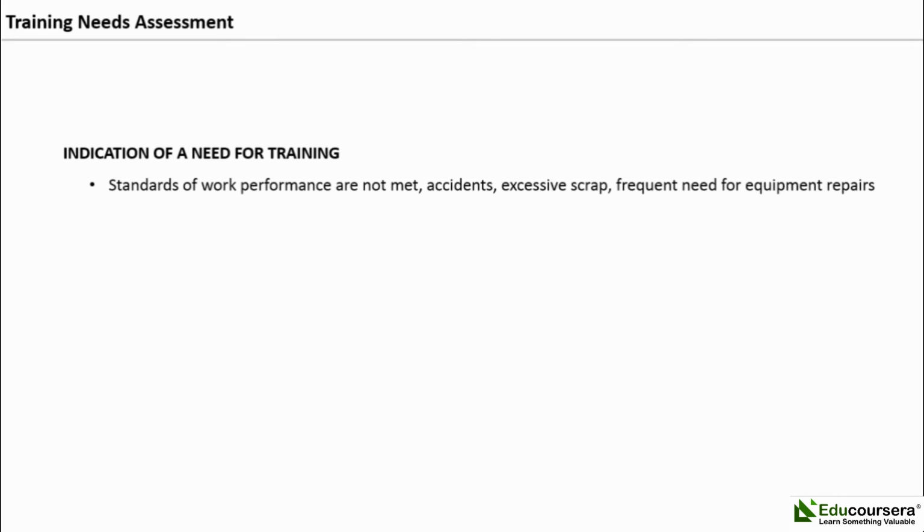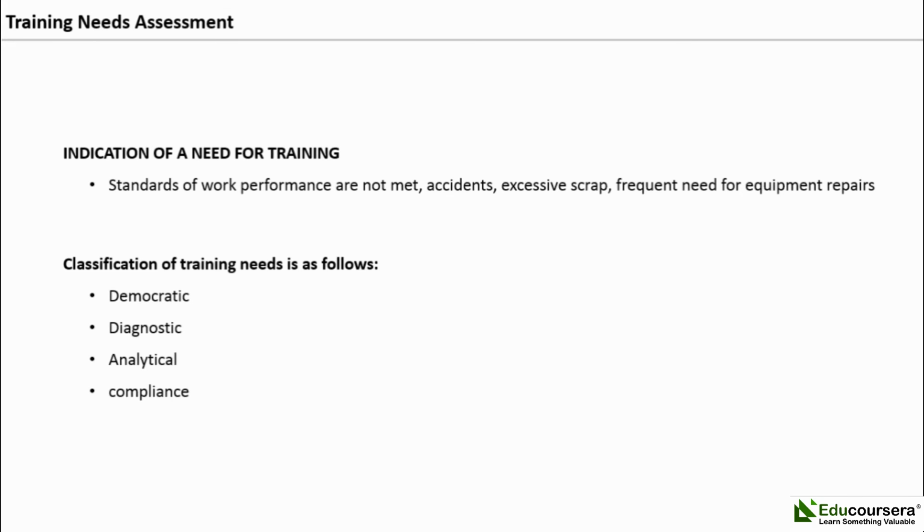There are different types of training needs. Focusing on performance deficiency alone in needs analysis is too restrictive. Classification of training needs is as follows: democratic, diagnostic, analytical, and compliance.